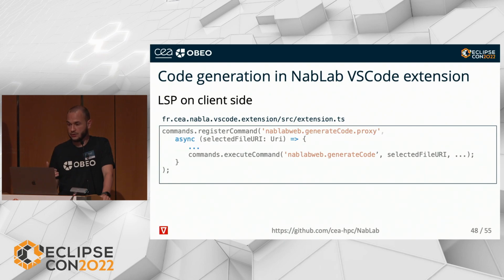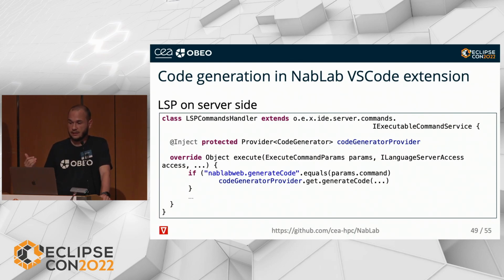We also use the LSP commands mechanism to call the code generation. First, the client calls the command with the appropriate ID, here nablabweb.generateCode. Then the command is sent to the server, but in this case, not waiting for a response. The server will generate code in the appropriate folder. The client doesn't need a return value or to wait for a return value.